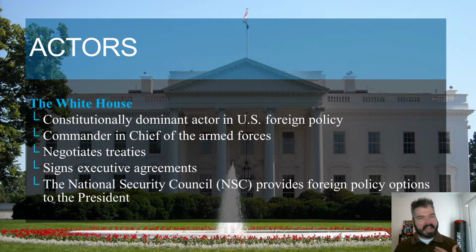So, yeah, the dominant actor here. And the U.S. Constitution makes this abundantly clear. True, Congress has a role, and we're about to take a look at that. But just note that the dominant actor is, in fact, the president.